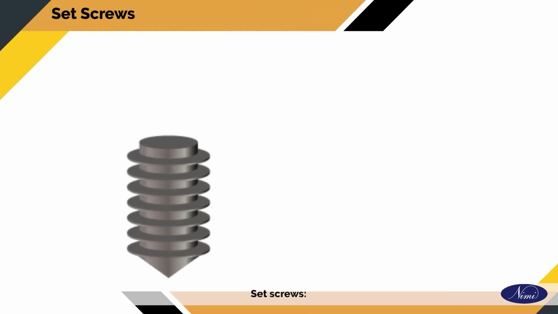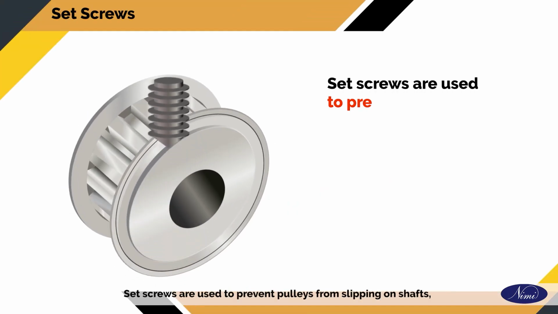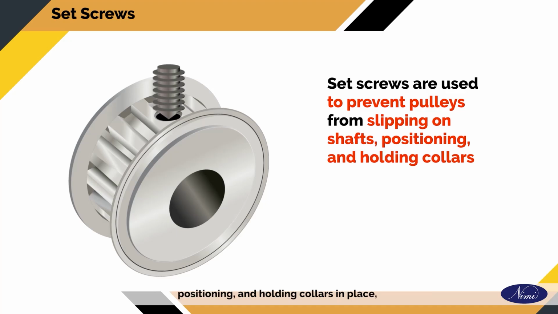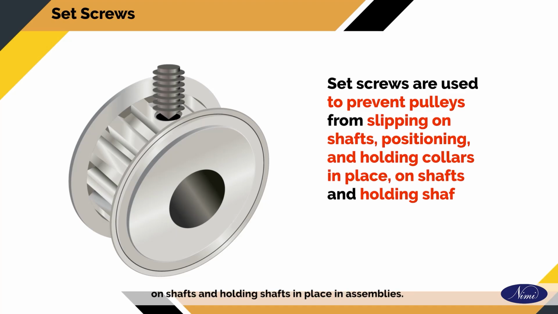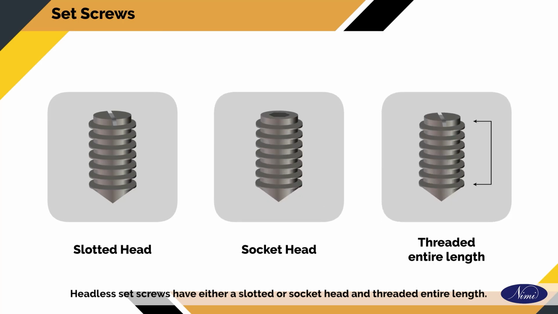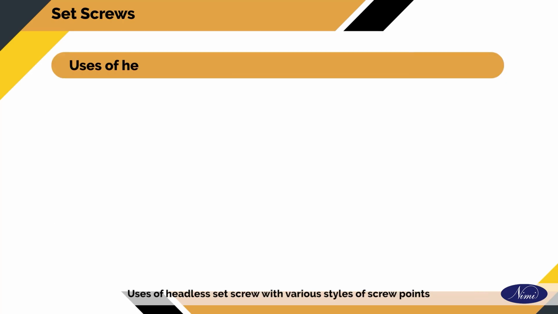Set screws. Set screws are used to prevent pulleys from slipping on shafts, positioning and holding collars in place on shafts and holding shafts in place in assemblies. Headless set screws have either a slotted or socket head and threaded entire length. Uses of headless set screw with various styles of screw points.